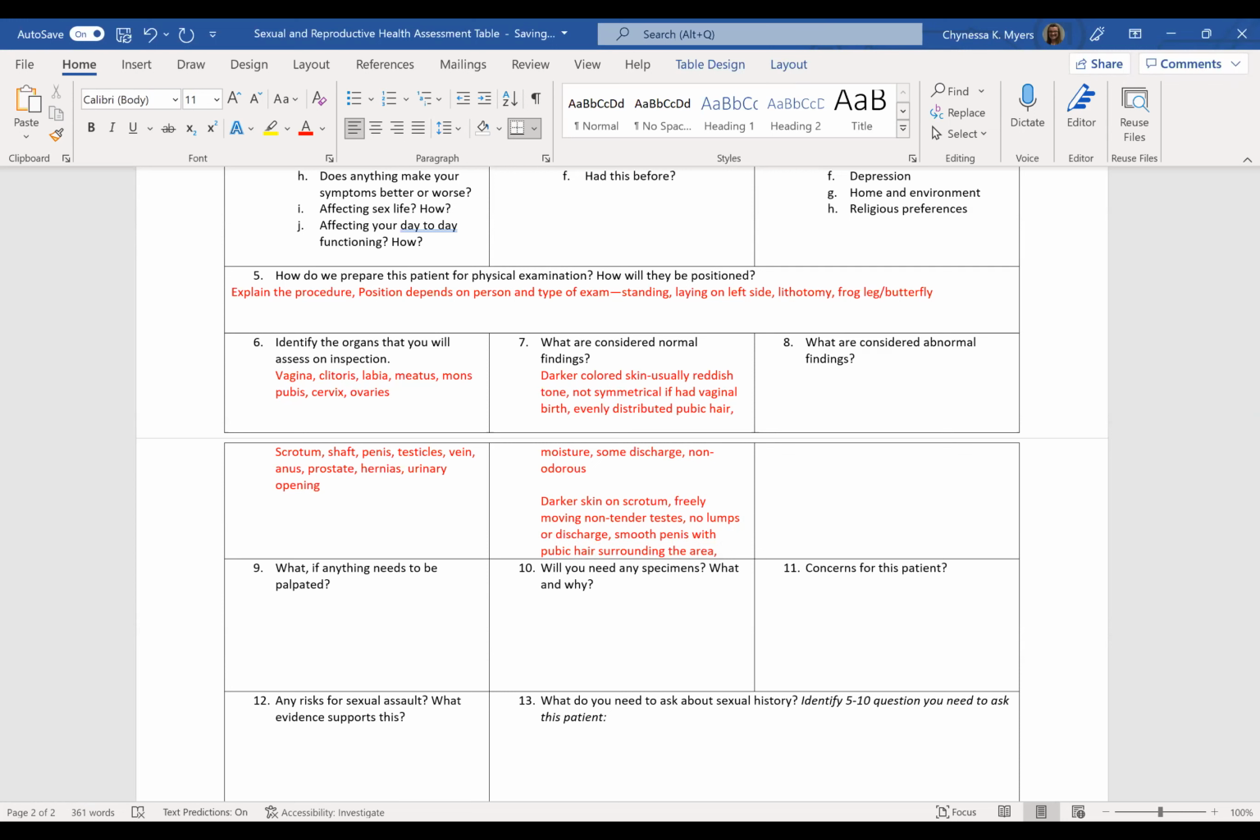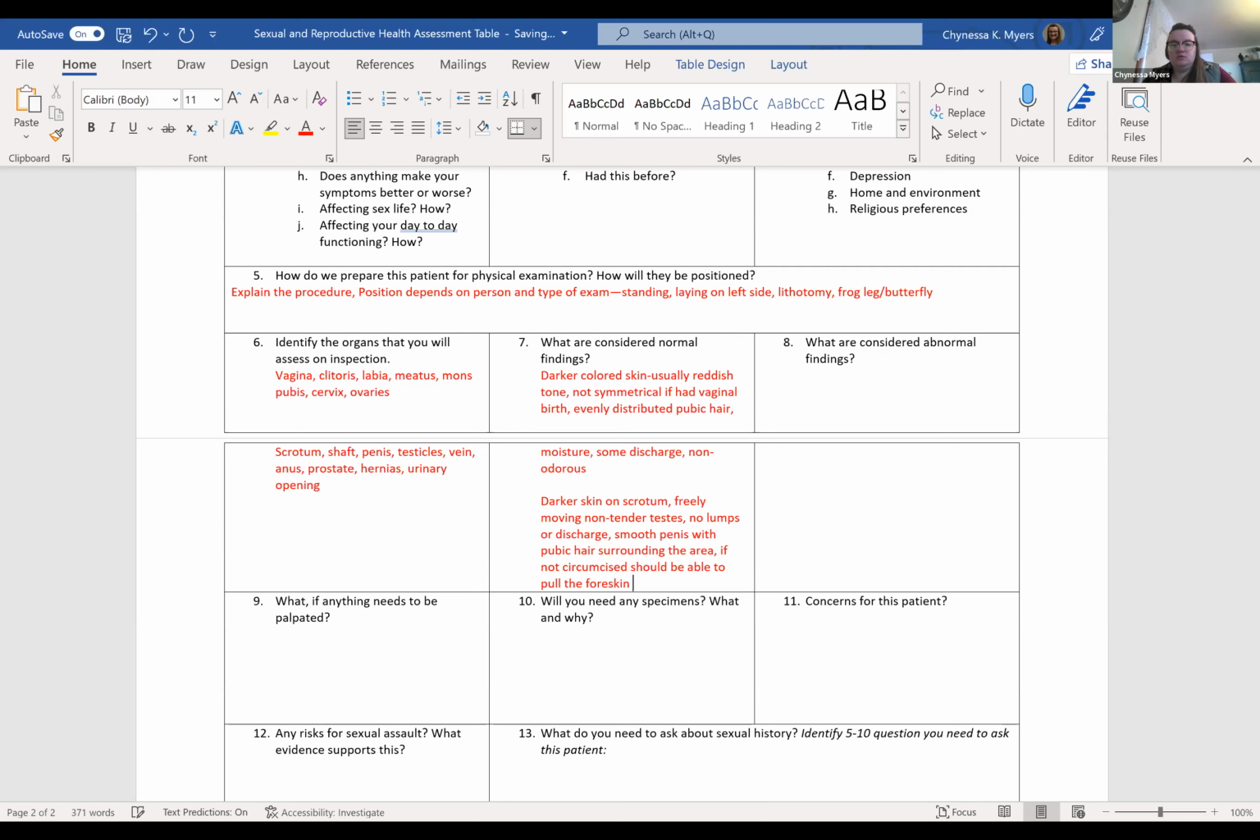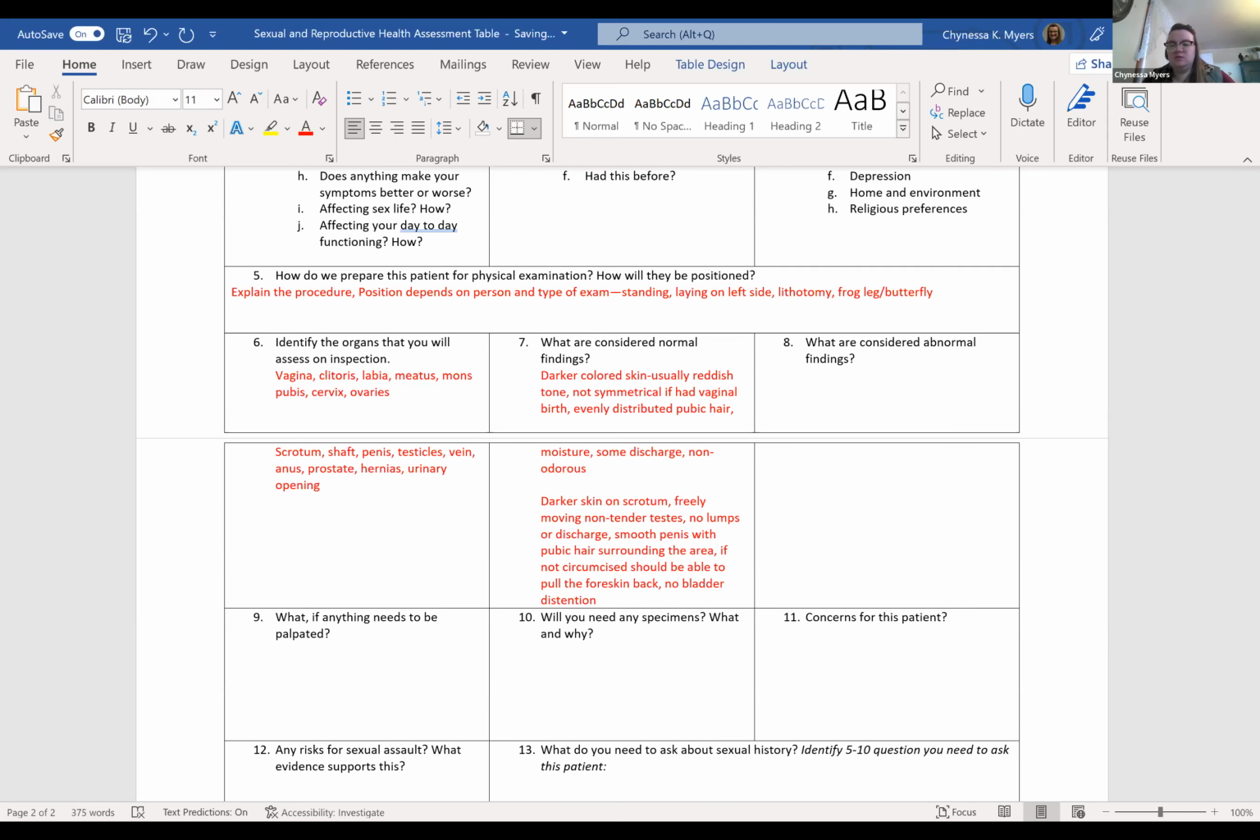Anything else you want to add? If they're not circumcised, make sure it's nice and clean and odor free. Right. Not circumcised, should be able to pull the skin back. Good one, Breeden. No bladder distension. Absolutely. And this could probably even go onto a woman too, able to urinate without difficulty.